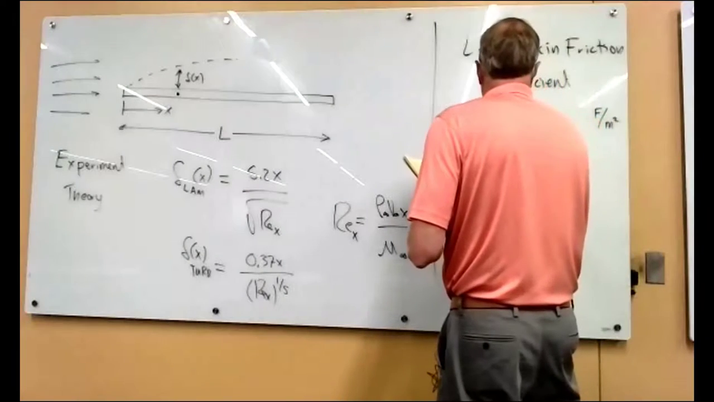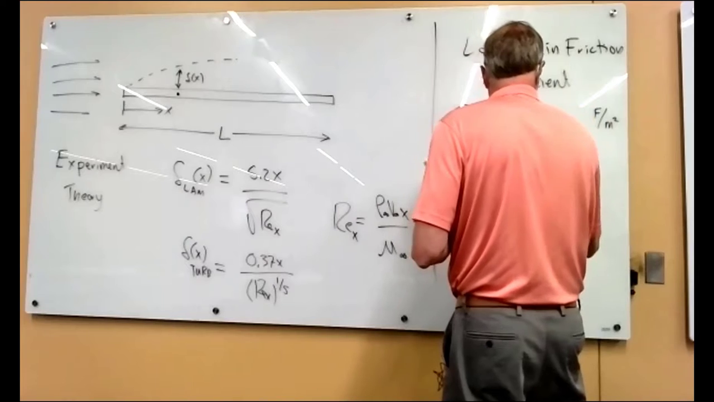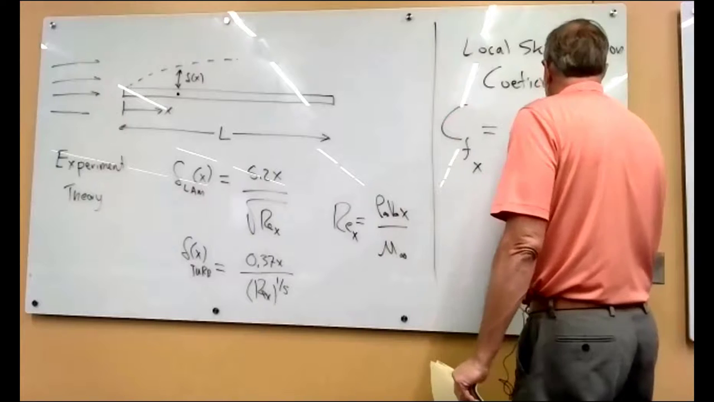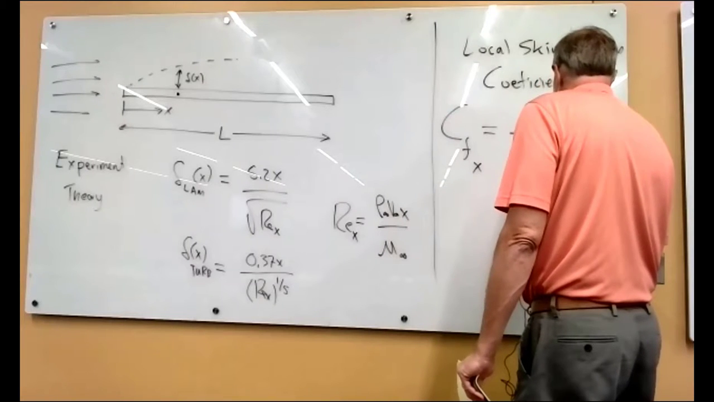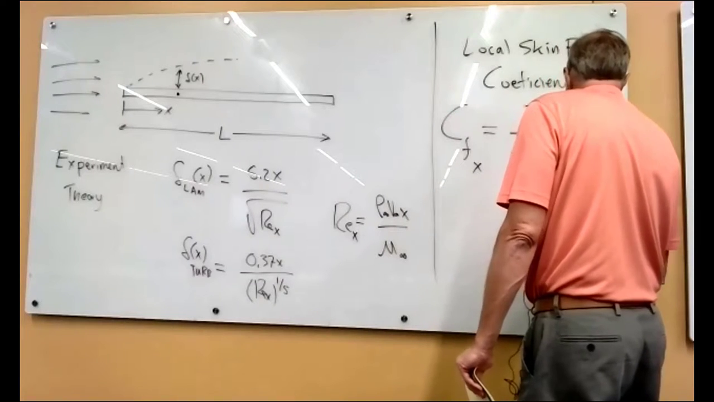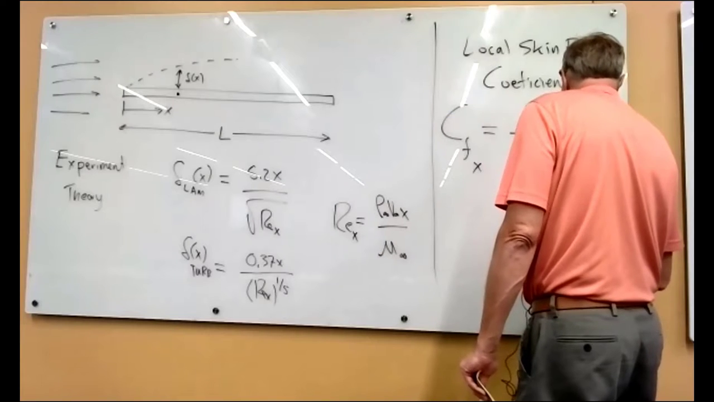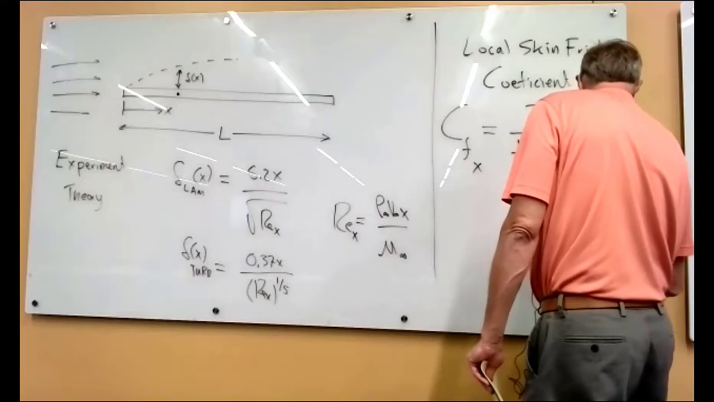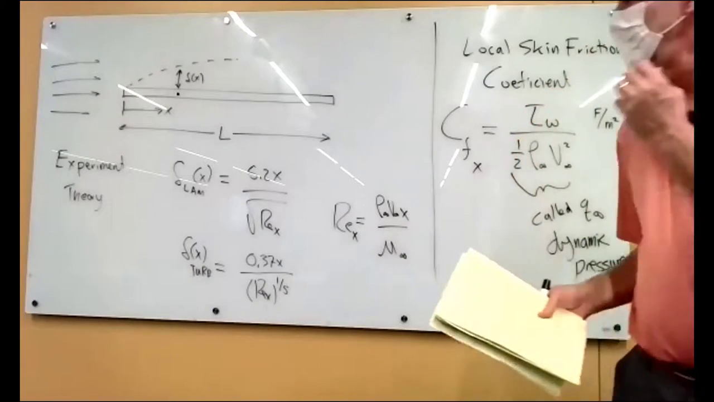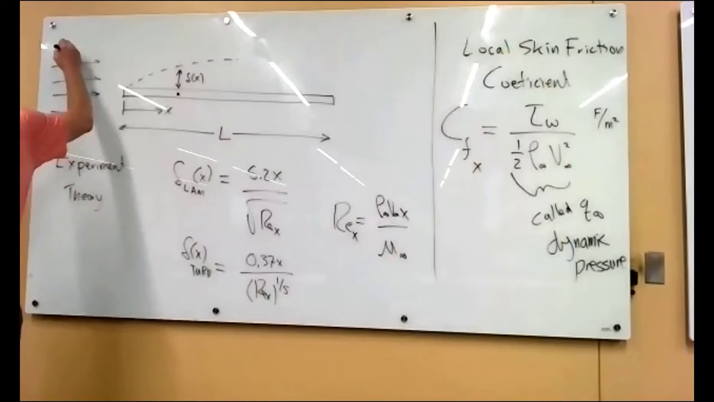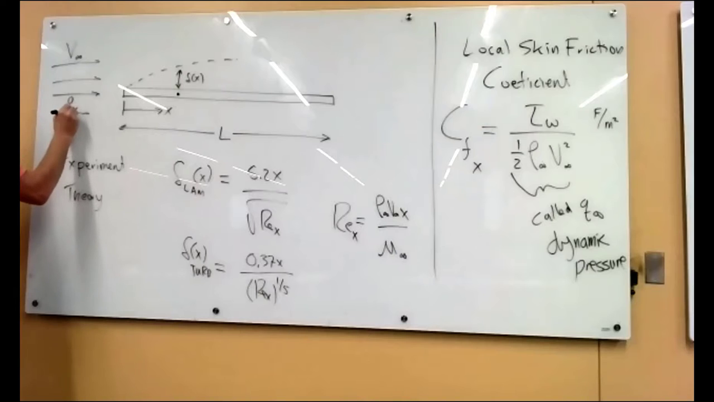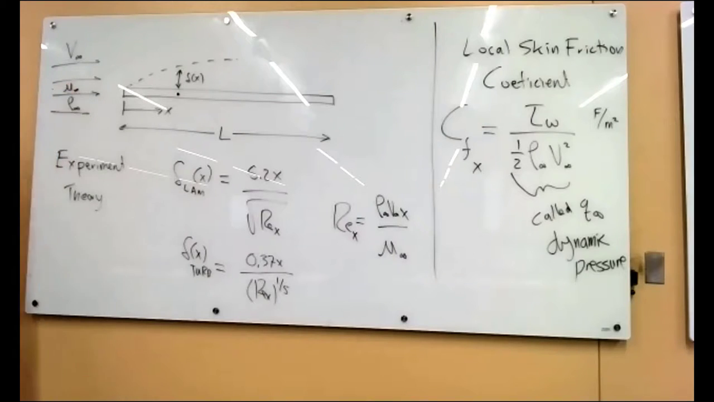And then you divide that by one half rho V infinity squared. If you remember, this is what we called q infinity, or the dynamic pressure. So that's a measure of how much energy there is in the flow. And V infinity comes from this flow out here in front of the plate. Same deal with rho infinity. So those are all properties of the flow coming into the plate.